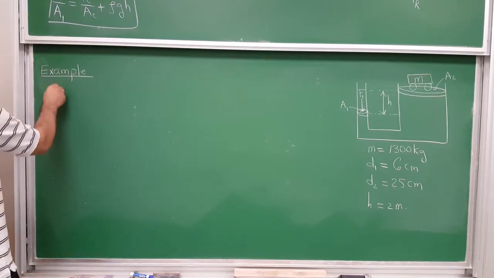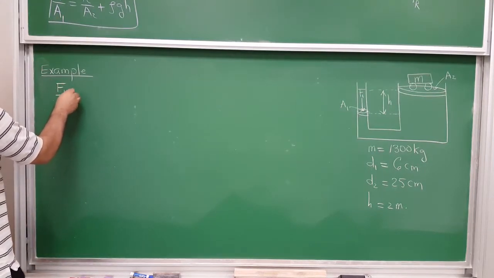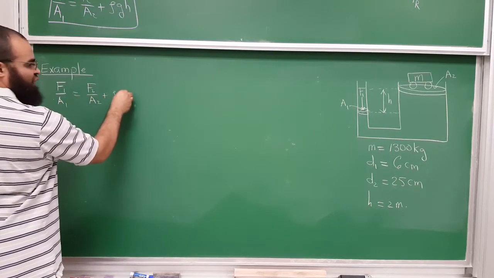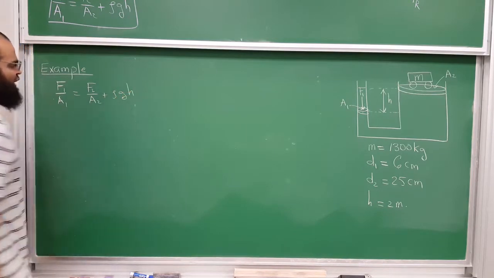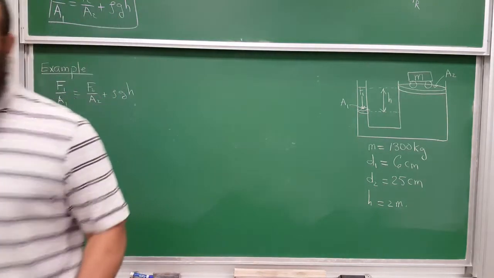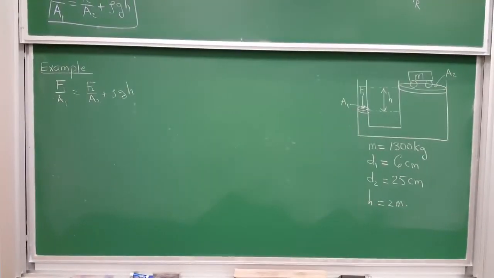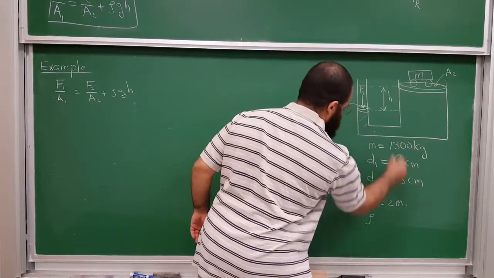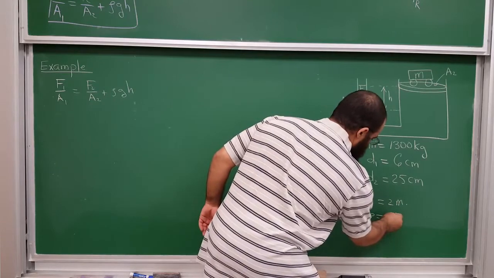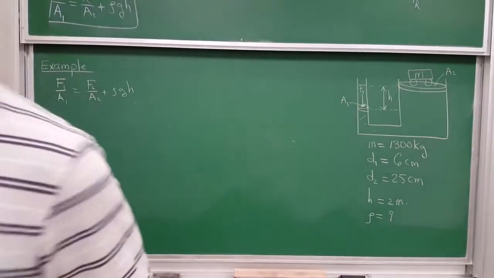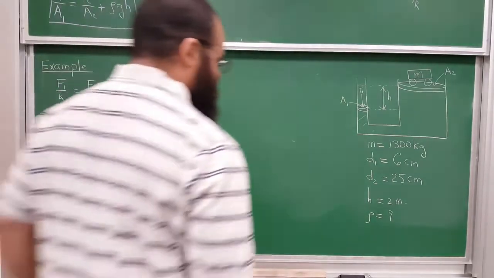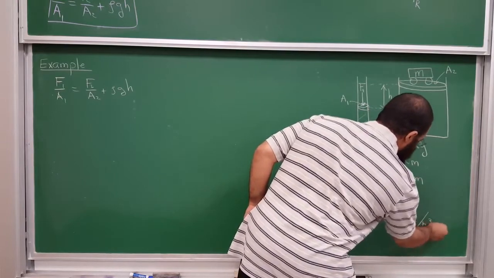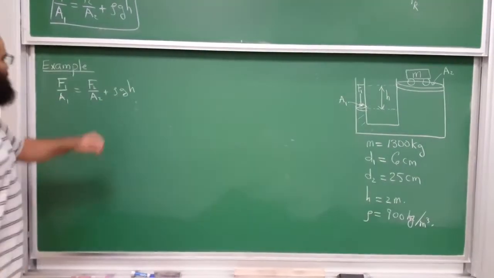So we will say F1 over area 1 will equal F2 divided by area 2 plus rho G H. And actually the fluid here, I think it's oil, and let me just write it down. It's 900 kilograms per cubic meter. So let's say the fluid that's here is oil, some kind of oil. I quoted the number, but I forgot. My memory is pretty short. So 900 kilograms per cubic meter. Okay, so we're going to use this.